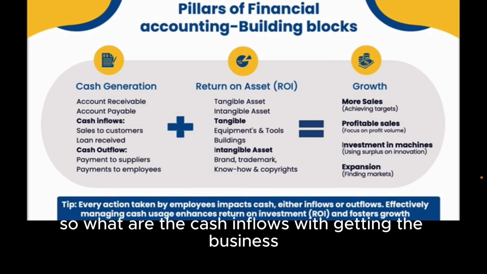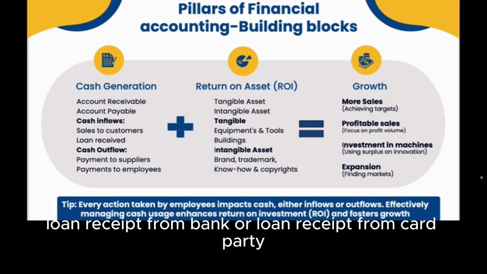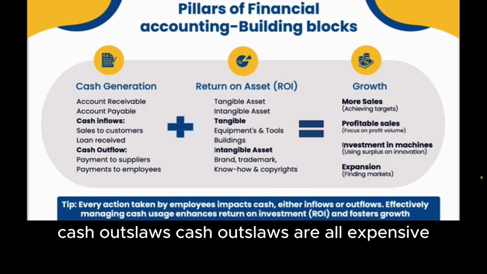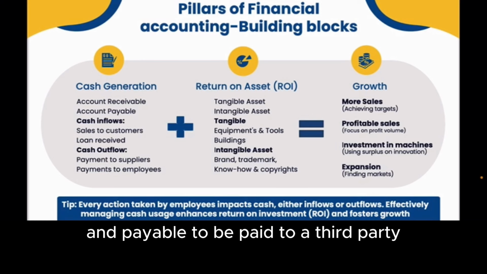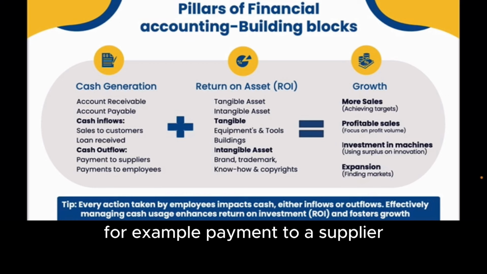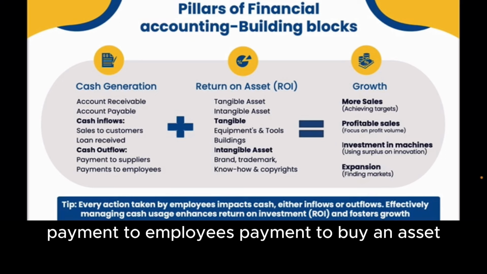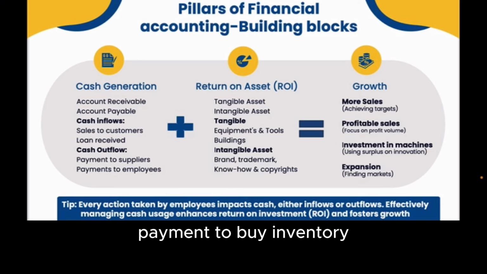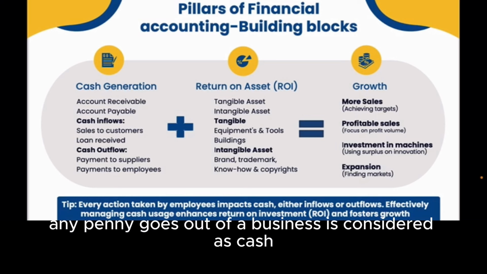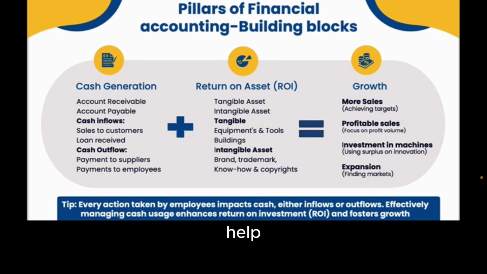So what are the cash inflows which get into the business? That is sales to customers, loans received from a bank, or loans received from a third party. Clear? Let's go to the next one. Cash outflows. Cash outflows are all the expenses and payables to be paid to a third party or to employees in simple terms. For example, payment to a supplier, payment to employees, payment to buy an asset, payment to buy inventories, payment to buy any kind of services. Any penny that goes out of the business is considered a cash outflow.